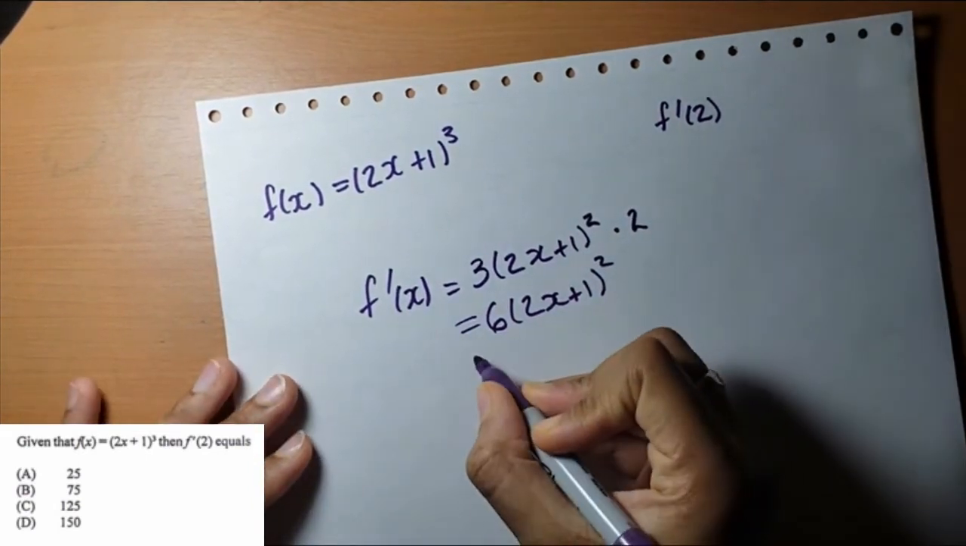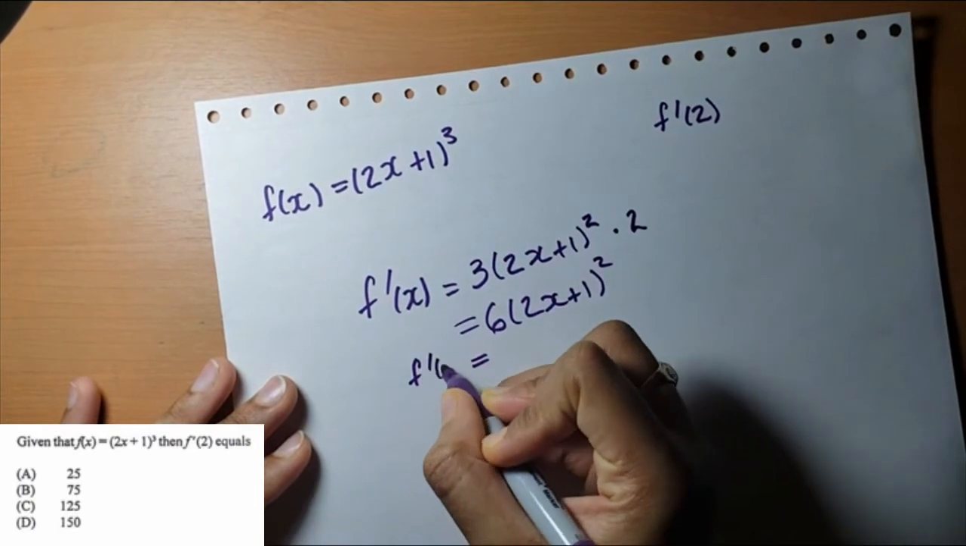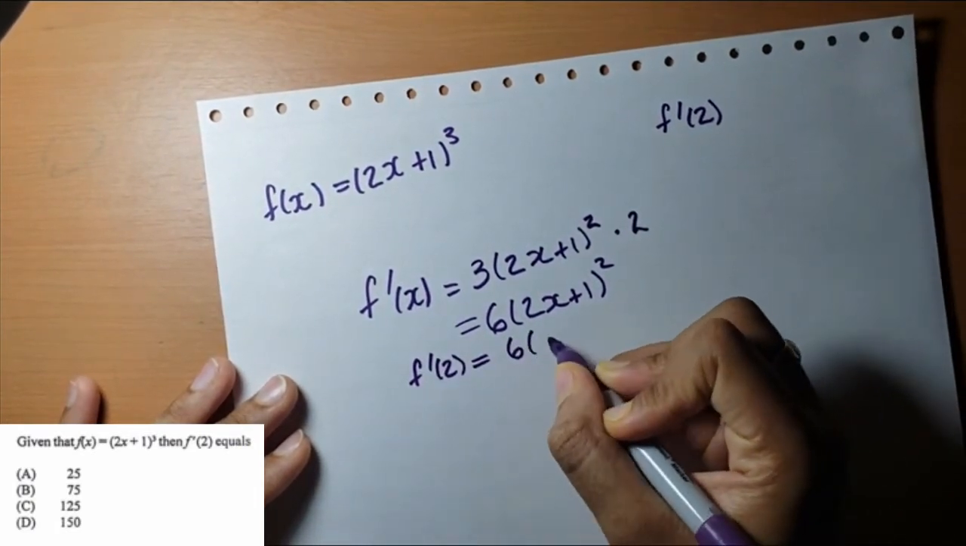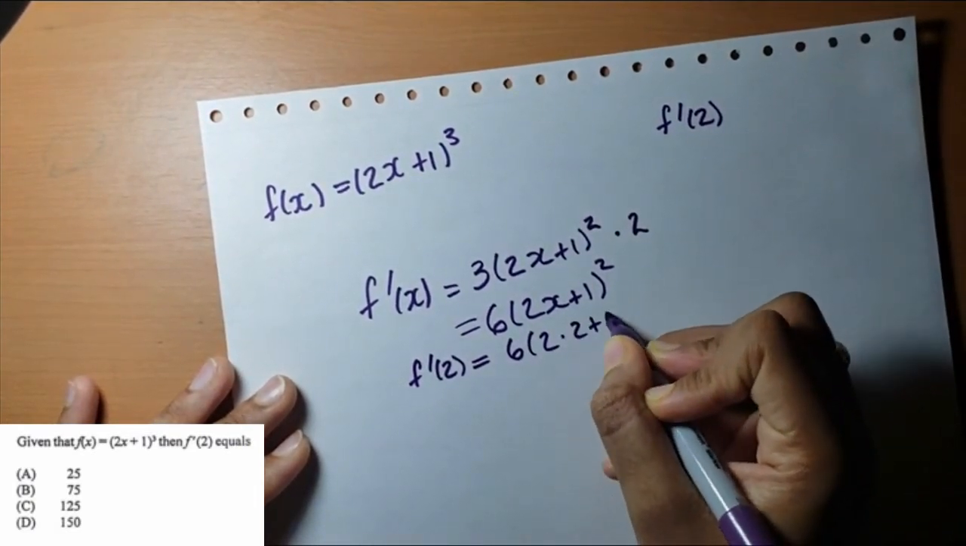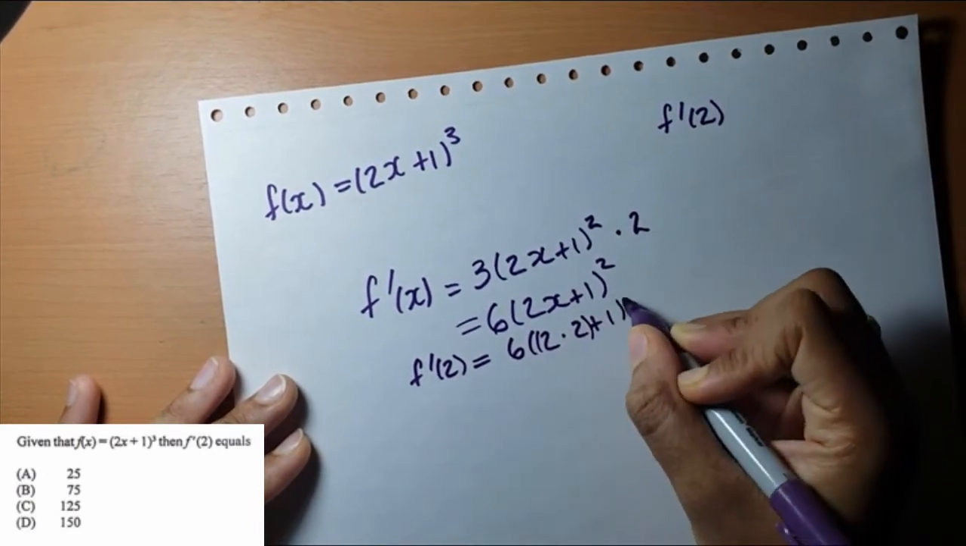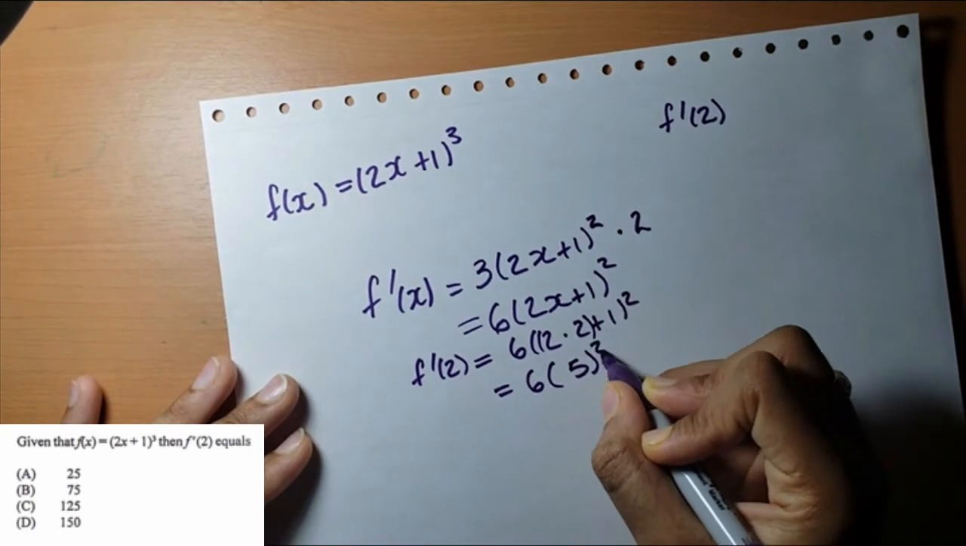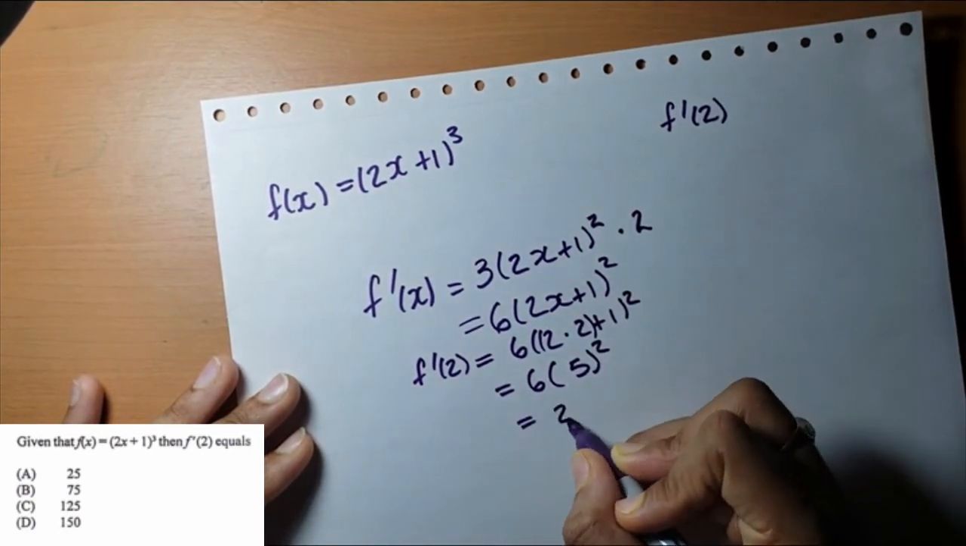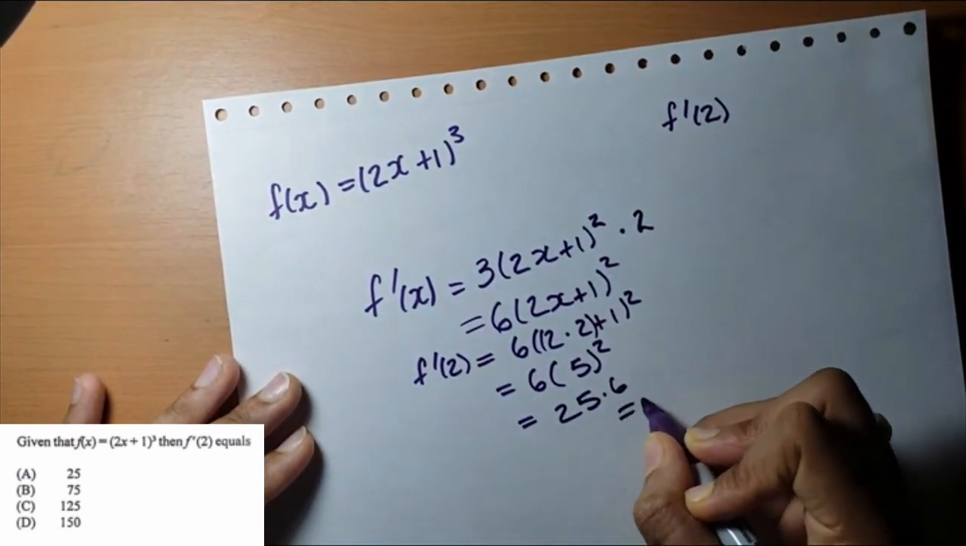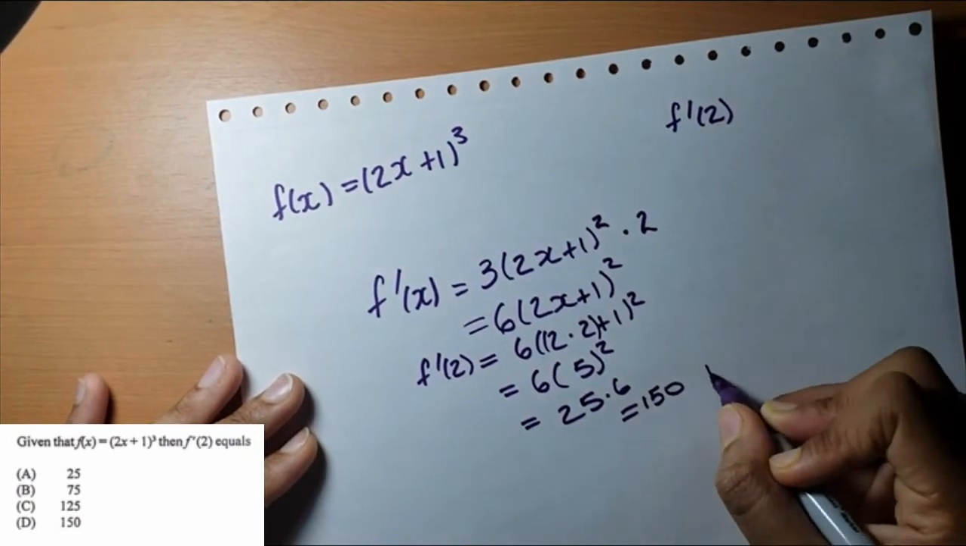Okay, so then you have f prime of 2 is equal to 6 times (2 times 2 plus 1) squared, and that is equal to 6 times 5 squared. 5 squared is 25, so that's 25 times 6 is equal to 150, and that is D.